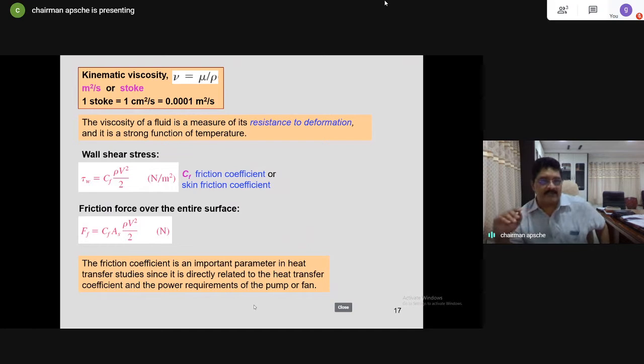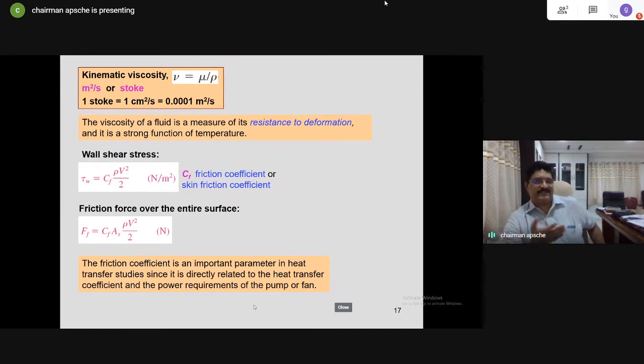So the viscosity of a fluid is a measure of its resistance to deformation, and it is a strong function of temperature. Viscosity, again like density, is linked to temperature. Viscometer, Saybolt viscometer. You did some viscosity measurement experiments, maybe in first year, second year. There you must have very clearly seen that with increase in temperature, viscosity is decreasing. Okay, so viscosity is an inverse function of temperature.